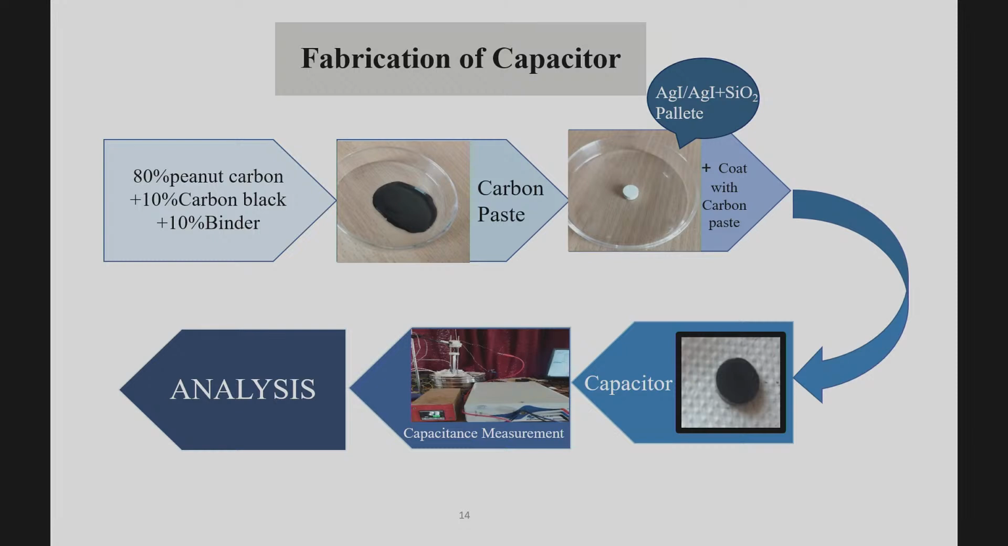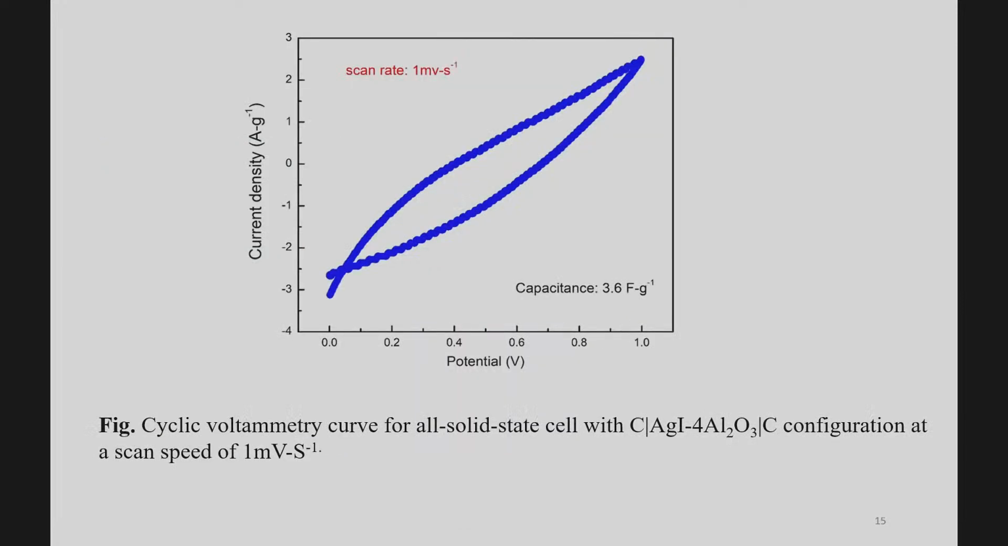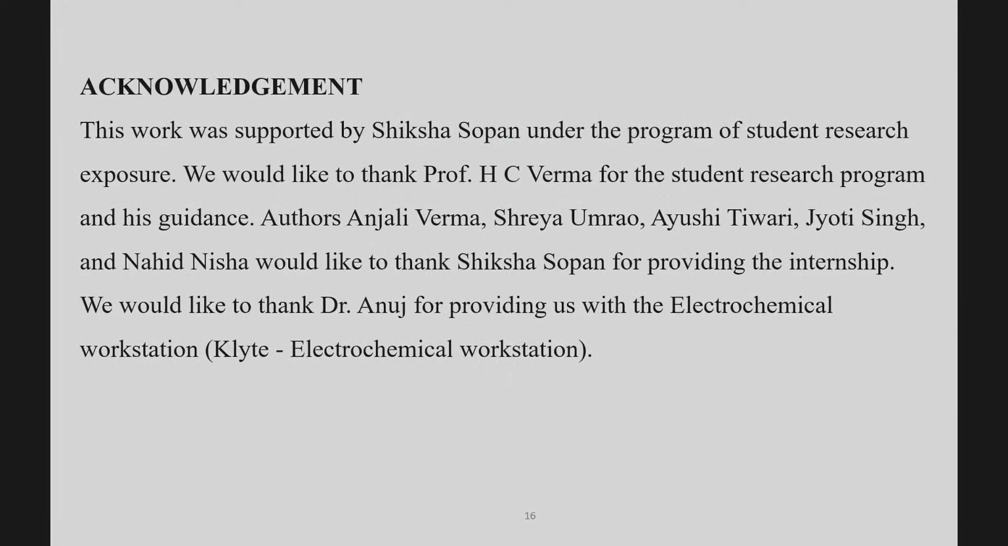After that, we coat this carbon paste on our sample to form a capacitor, and we measure the capacitance using a capacitor meter. These are the cyclic voltammetry curves for all solid state cells at AGI with our best configuration. The scan rate is 1 mV per second and the capacitance is 3.6 farad per gram. Thank you, and at last I acknowledge Shiksha Sopan for the Science Research Explorer program.